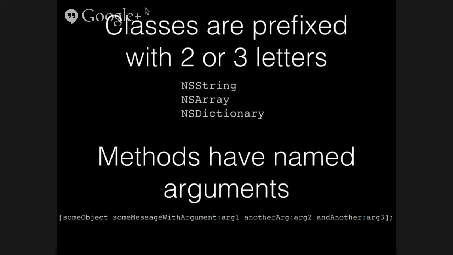You also have named arguments, which I can't think of any other language that really does it like this. Well, yeah, Smalltalk. So you have some message, an argument, another arg, the other argument, another argument, and so forth. So you might have very, very long methods. That's another weird thing you might have to get used to, but it's the object, the message, colon, the argument, the rest of it, the colon, the argument, and so forth.